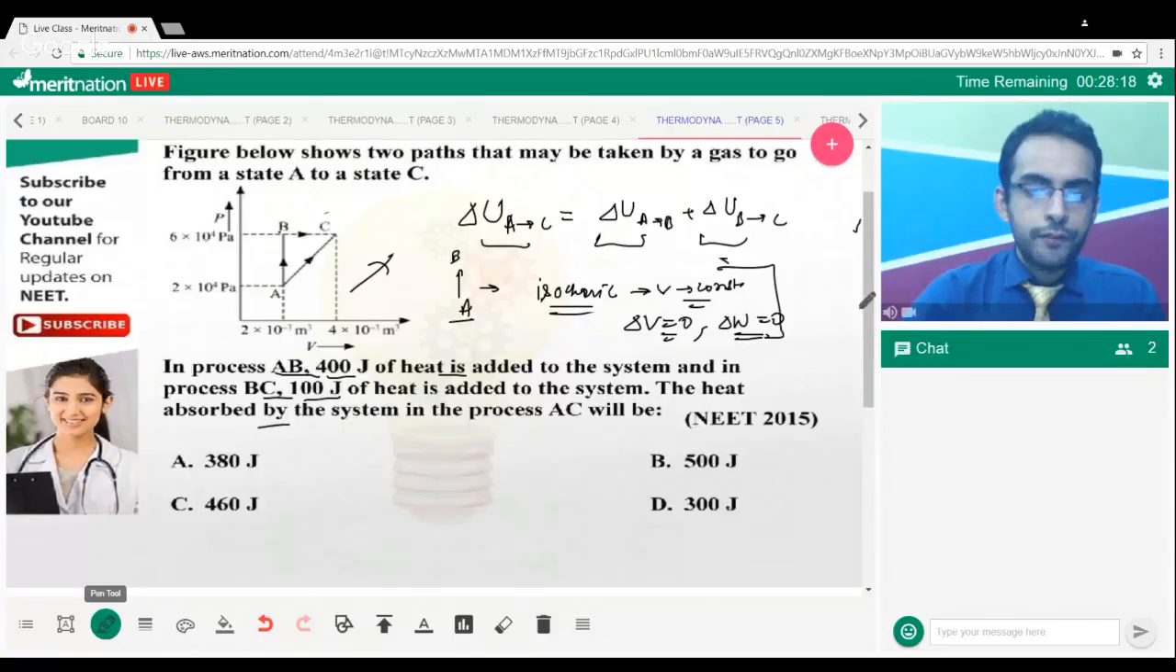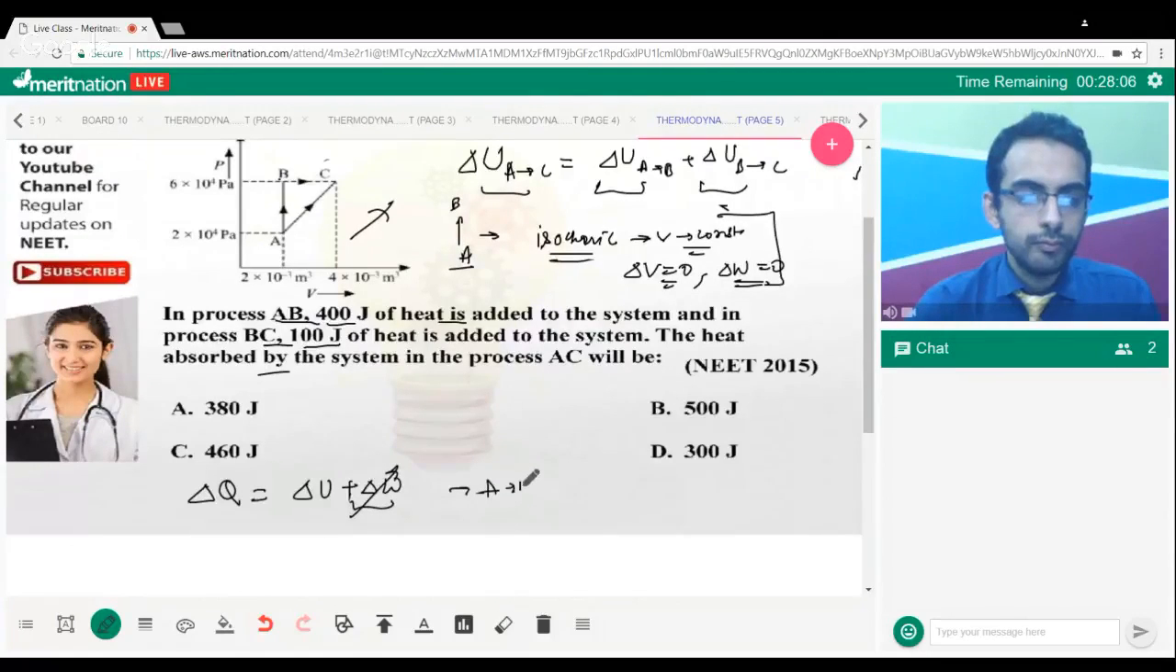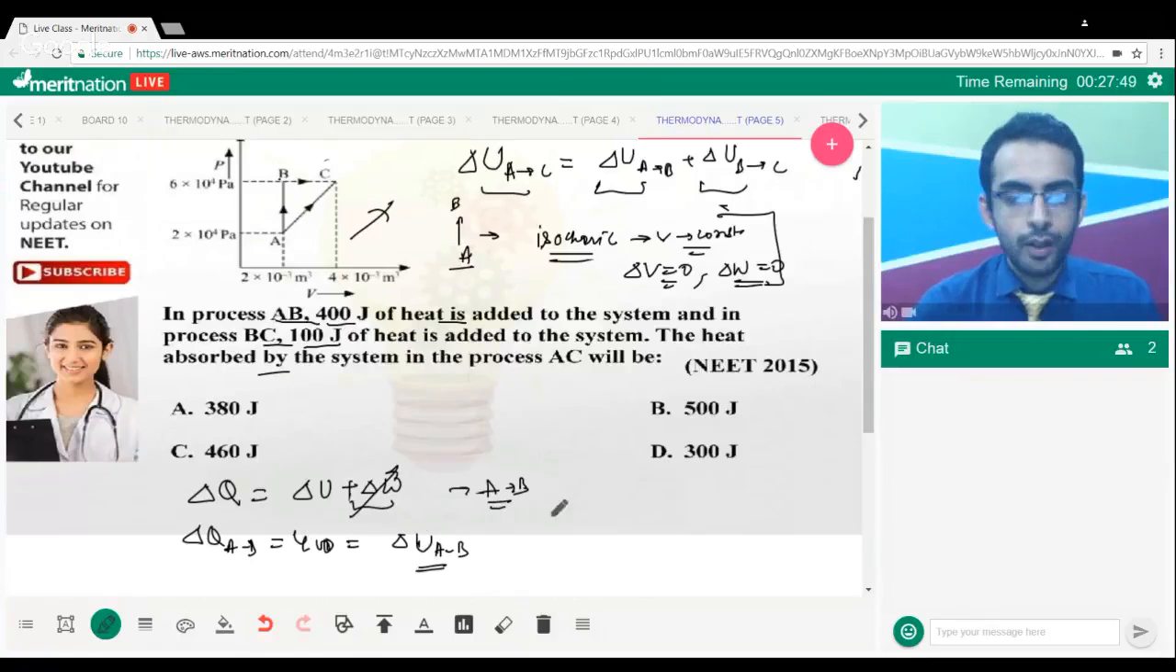So if you write the first law of thermodynamics, delta Q is equal to delta U plus delta W. We can say delta W is equal to 0 for A to B. It's given that delta Q A to B is equal to 400 joules. So delta U A to B is 400 joules, right? This thing should be clear to everyone. The delta U A to B is equal to 400 joules.